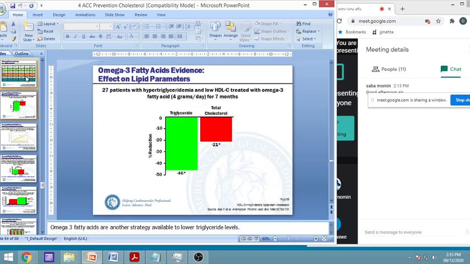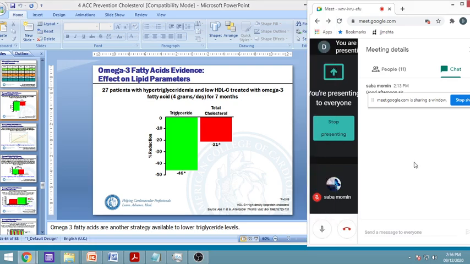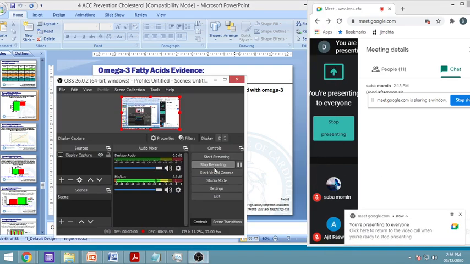Then next is omega-3 fatty acid, we shall see in the next class. I hope you are understanding. These are all evidences, and accordingly we can plan the treatment when these people are coming. So here we finish.